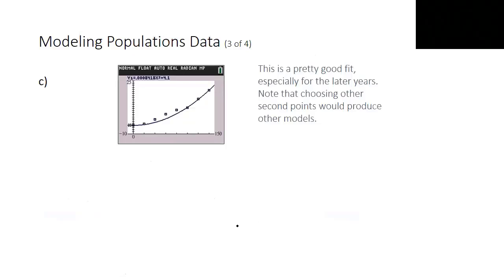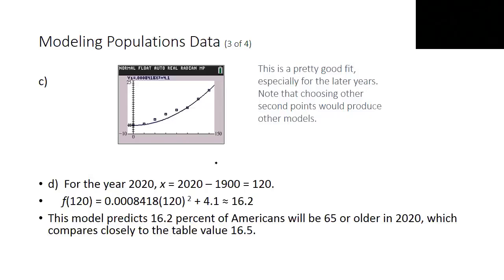For part C, it says graph f as y1 in the same viewing window as the data, and how well does f model the percent of Americans 65 years or older. So this would be a pretty good fit, since most of the data fits in here. So I would go with that. For part D, it says use f to determine the percent of Americans 65 years or older in 2020. So kind of predict what's going to happen.